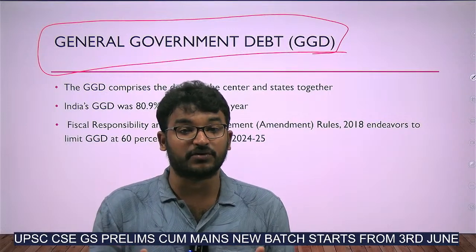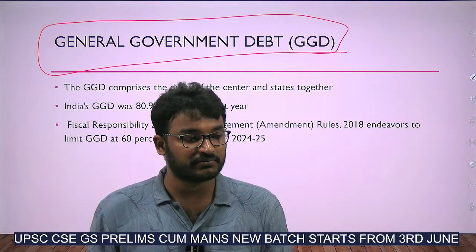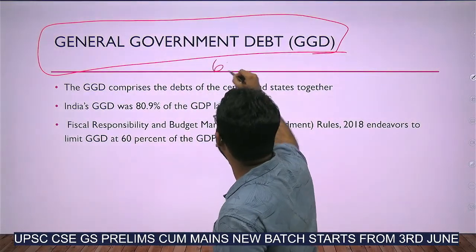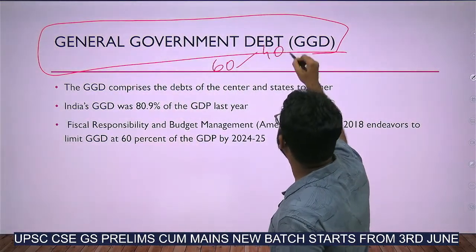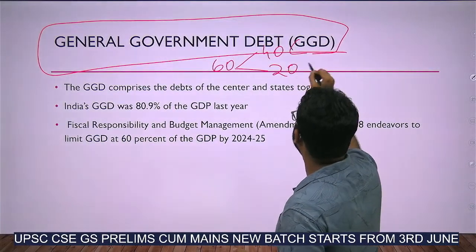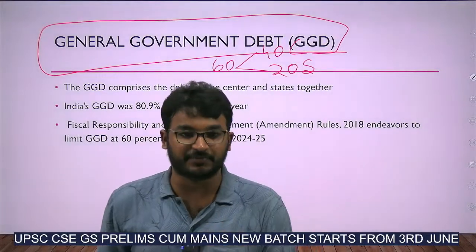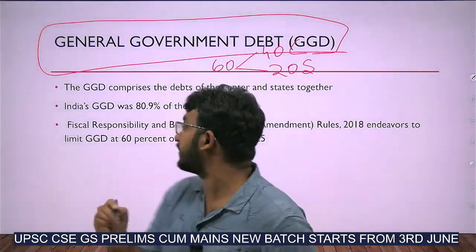Debt to GDP ratio. What is the maximum allowed? It is 60%: 40% center, 20% state. This is as per the requirement of the FRBM committee. But what is the present scenario?